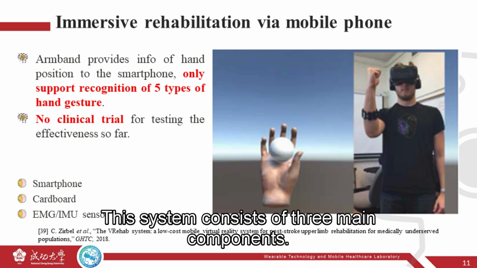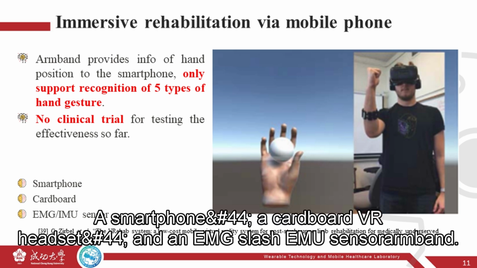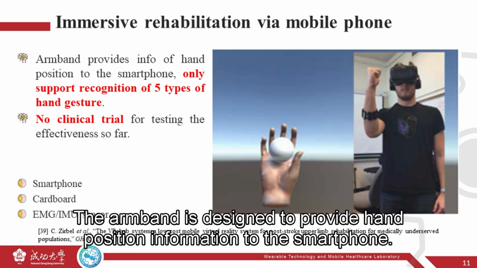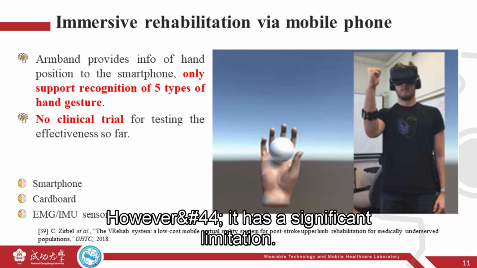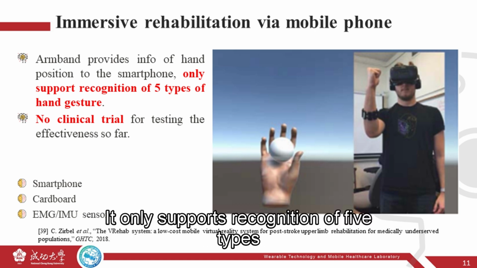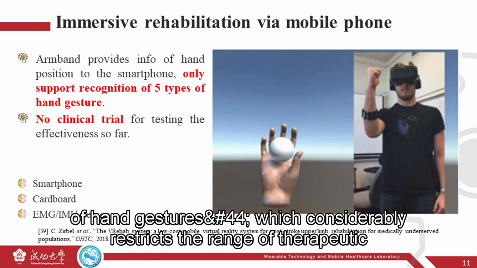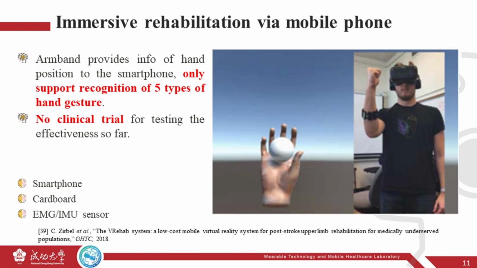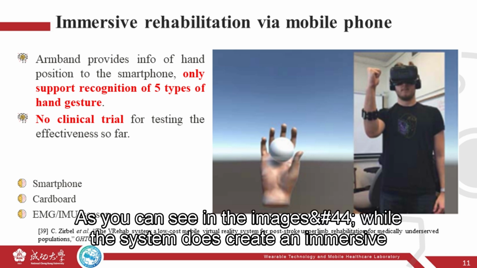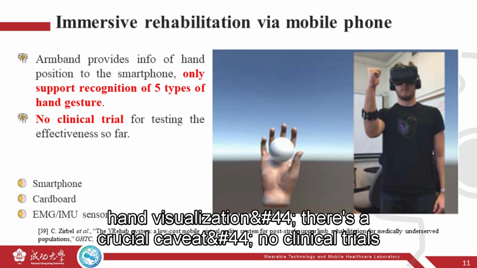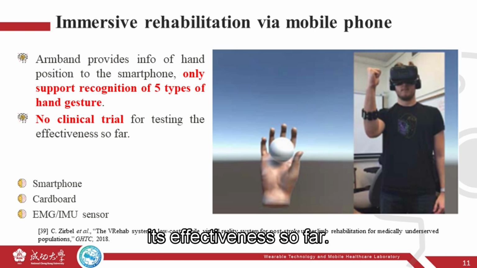This system consists of three main components: a smartphone, a cardboard VR headset, and an EMG/EMU sensor armband. The armband is designed to provide hand position information to the smartphone. However, it has a significant limitation. It only supports recognition of 5 types of hand gestures, which considerably restricts the range of therapeutic exercises possible. As you can see in the images, while the system does create an immersive environment with virtual hand visualization, there's a crucial caveat: no clinical trials have been conducted to test its effectiveness so far.